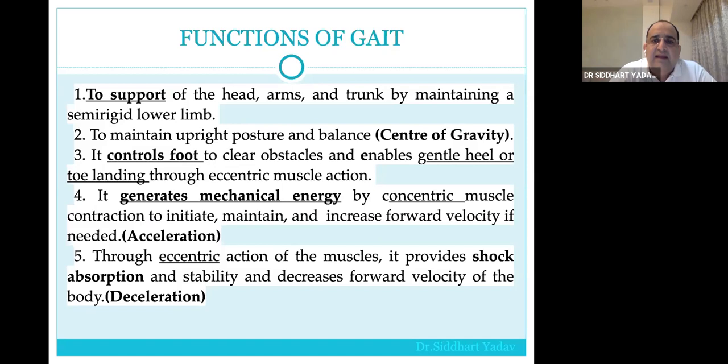Also to generate mechanical energy by concentric muscle contraction, and to maintain an increased forward velocity if needed, which is called acceleration. Also through eccentric action of muscles, it provides shock absorption and stability and decreases forward velocity when it is required, which is called deceleration. So function of gait is to support, to maintain center of gravity, to control foot, to generate mechanical energy, that is acceleration, and shock absorption and deceleration.